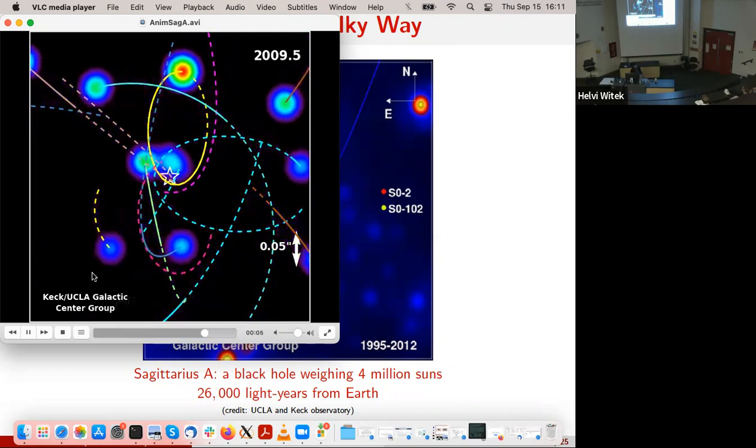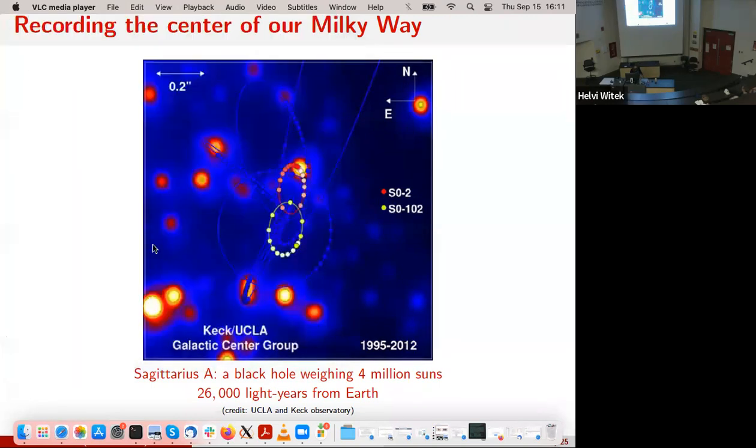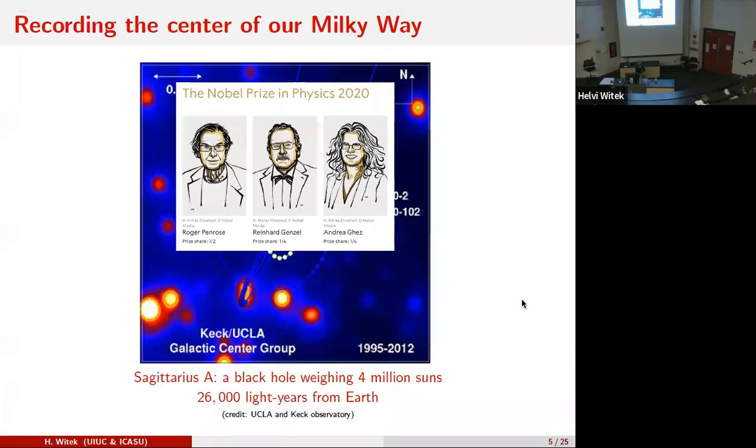This discovery was so important that it gave the Nobel Prize in Physics in 2020 to Andrea Ghez and Reinhard Genzel for the discovery of a black hole at the center of our galaxy. The other half of this prize went to Roger Penrose, who made the prediction that black holes form through stellar collapse and are a natural prediction from Einstein's general relativity.